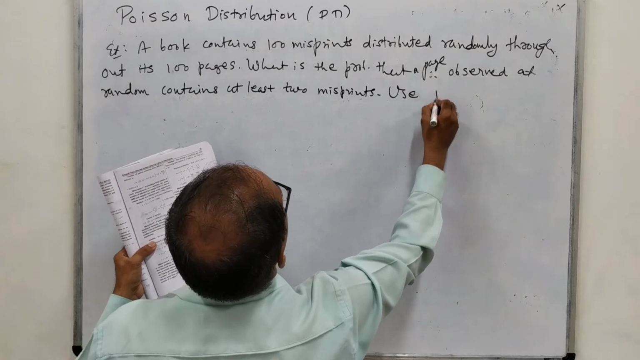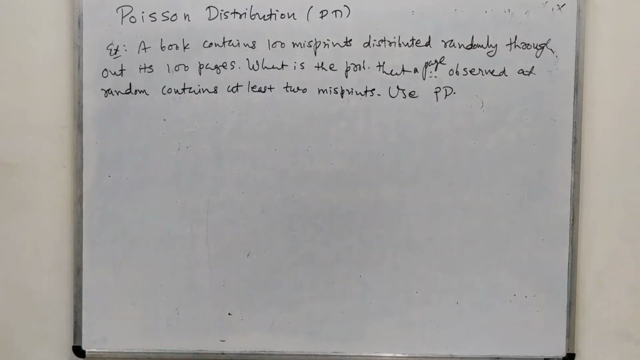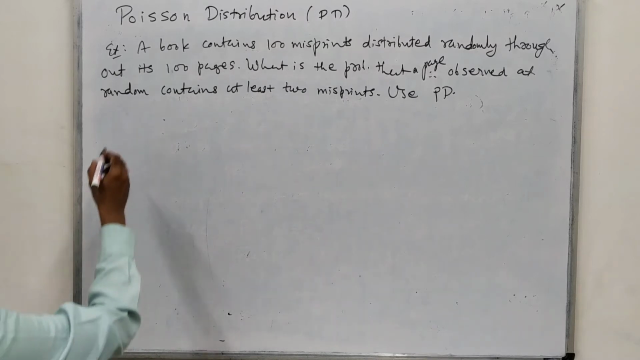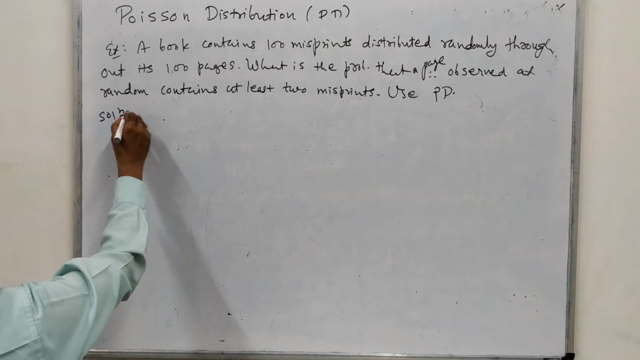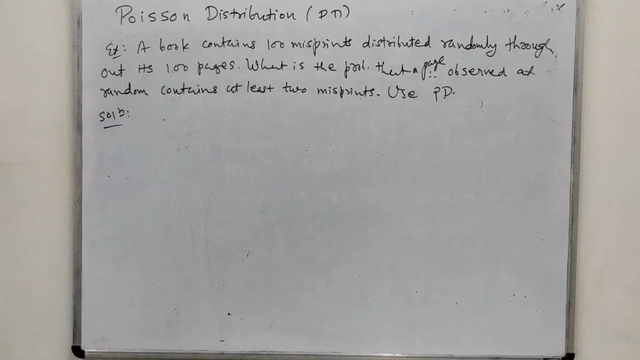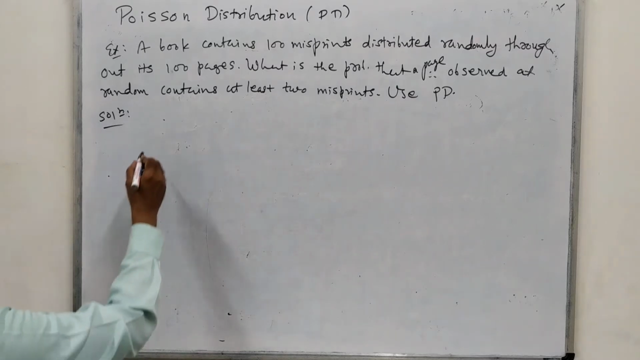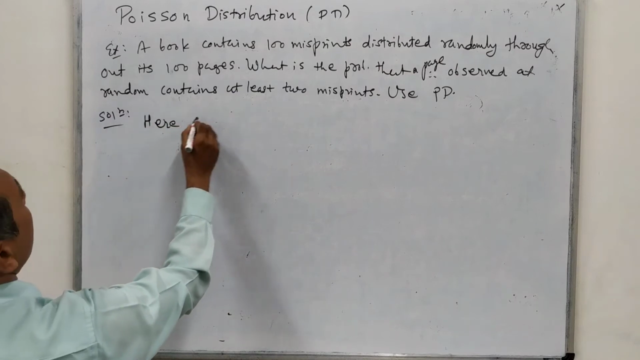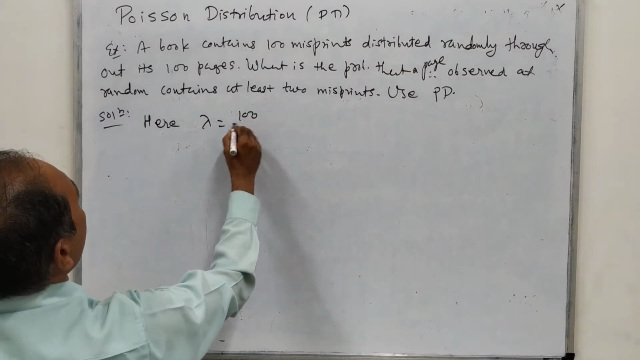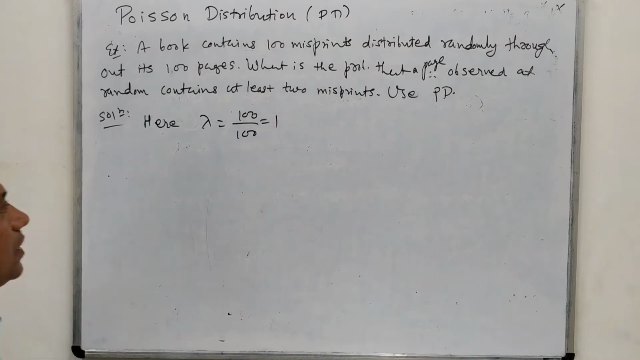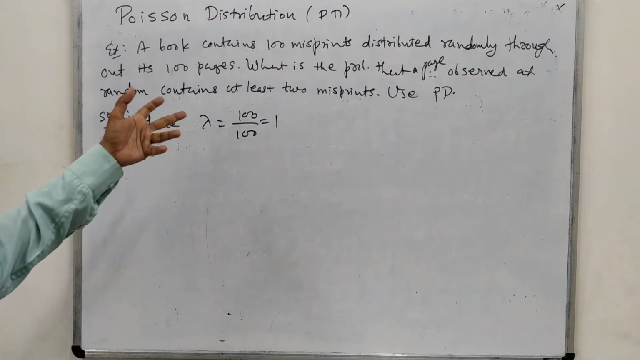Use Poisson distribution. So here it is already given that it is a Poisson distribution. However, we can determine that this problem is related with Poisson distribution. So in Poisson distribution we require the value of lambda, and how can we find lambda? By using n into p or by using the average. So here 100 misprints are there out of 100 pages. So this is nothing but 1. So on an average 1 misprint is there. This is the average misprint. Out of 100 pages, 100 misprints are there.